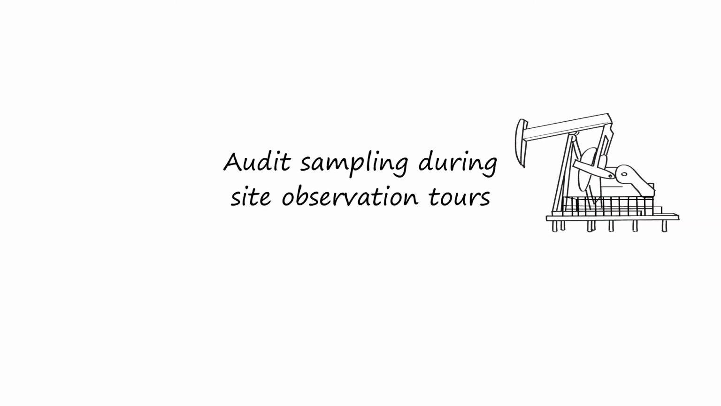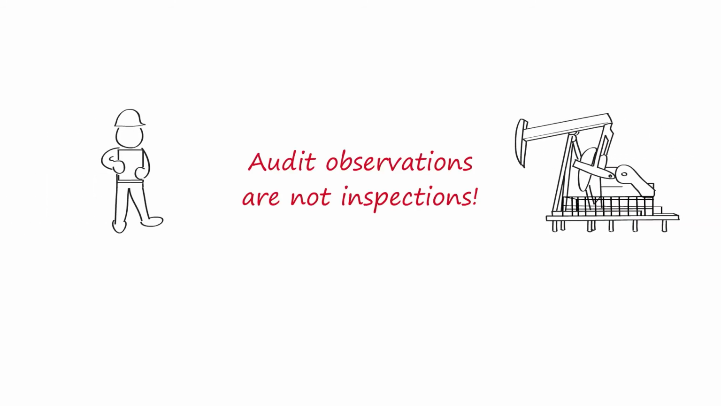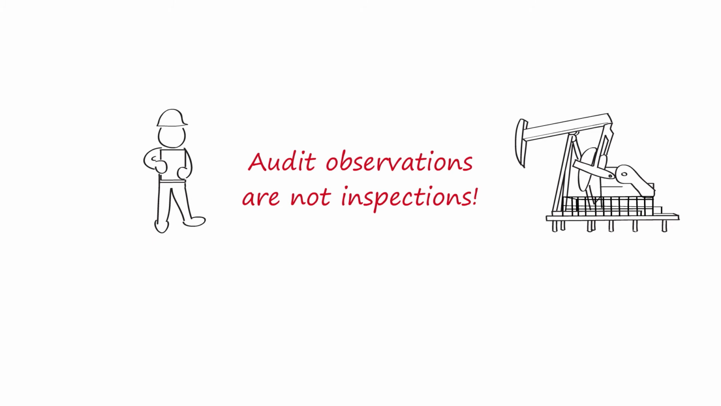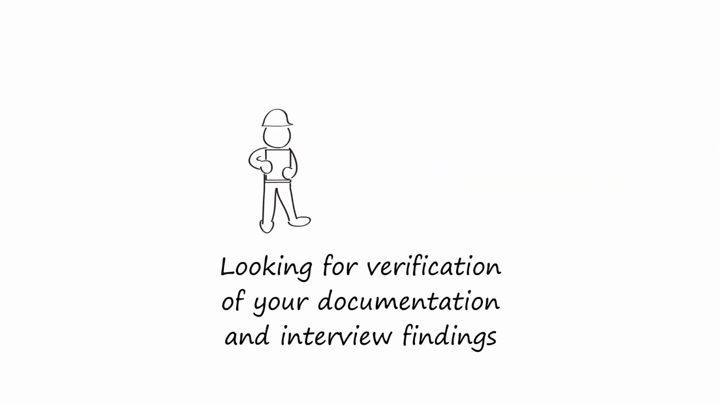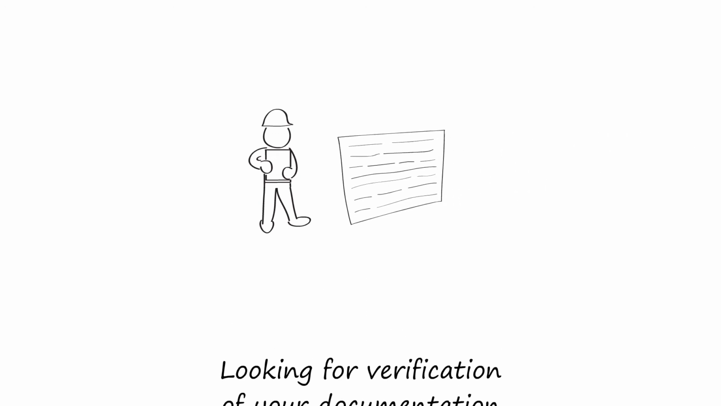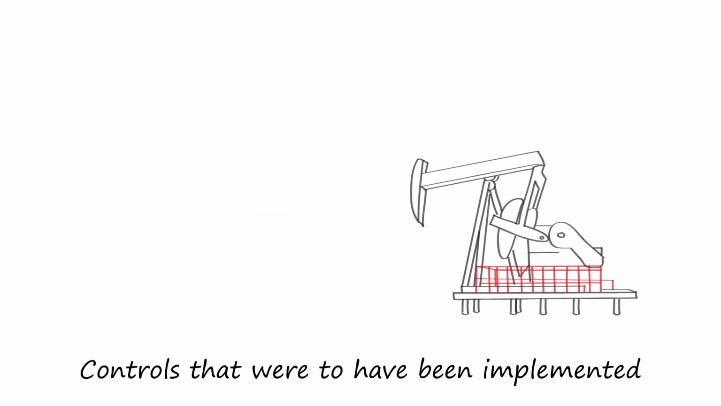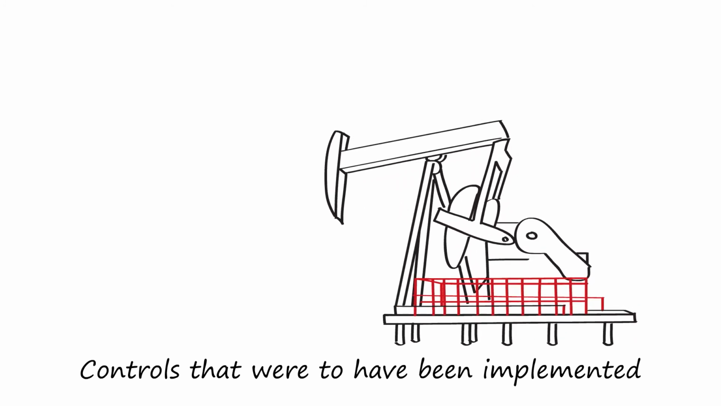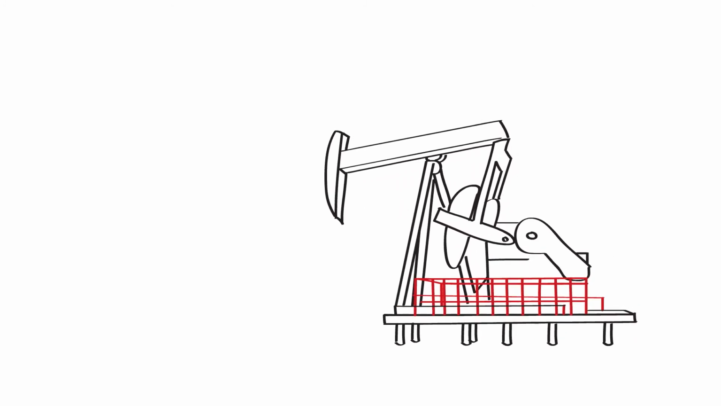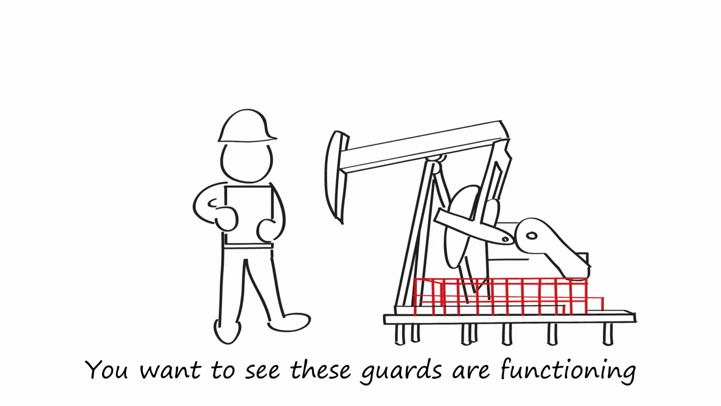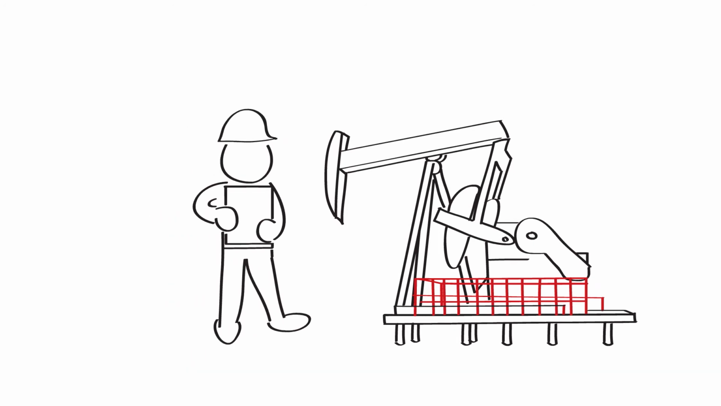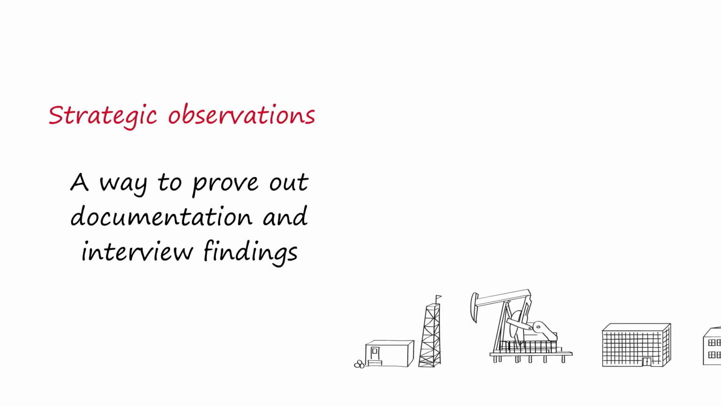And finally, let's talk about audit sampling during your on-site observation tours. Remember, audit observations are not inspections. In an audit observation tour, you are looking for verification of your documentation and interview findings. So, for example, in your documentation review, you will have recorded examples of engineering controls that were to have been implemented. Let's say guards on new equipment. Now, at the worksite, you want to see these guards are in place and functioning. Think of these as strategic observations, a way to prove out documentation and interview findings.